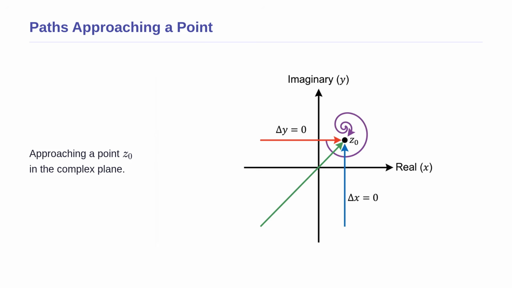Before we look at the mathematical conditions, let us visualize these paths. On screen, you see a complex plane with a specific point z0. The green line represents approaching along a diagonal. The purple spiral shows a complex inward path. But the most important paths for our calculations are the horizontal red arrow, where only x changes, and the vertical blue arrow, where only y changes. For the function to be differentiable at z0, the mathematical slope calculated along the red path must perfectly match the slope calculated along the blue path, and indeed all other paths.